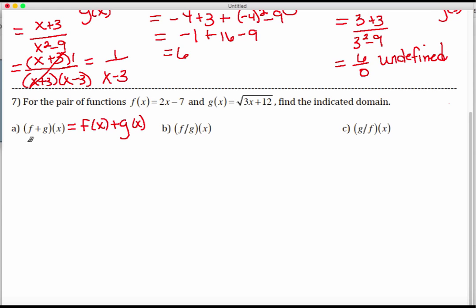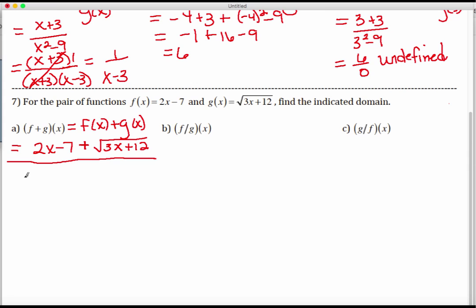And my f of x function is 2x minus 7. And I'm just going to add that to my g of x function, which is the square root of 3x plus 12. And that's it. You can't simplify that any more than that. There are no like terms to combine. So that's the first part of your answer.